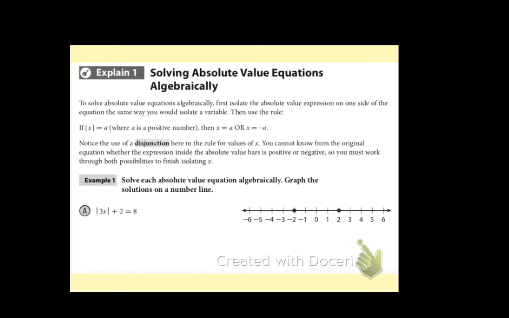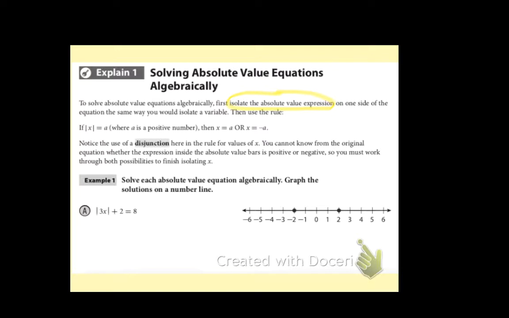Now we're going to take a look at solving absolute value equations algebraically. To solve absolute value equations algebraically, the first thing we're going to do is isolate the absolute value expression on one side of the equation, the same way that you would isolate a variable in, say, a linear equation. Then we're going to use this rule.